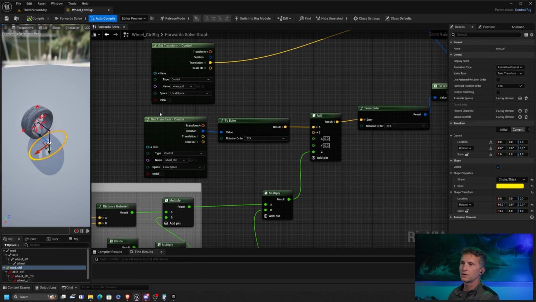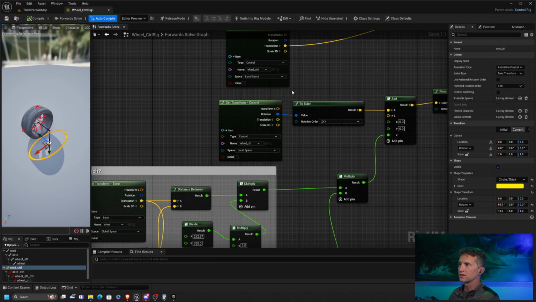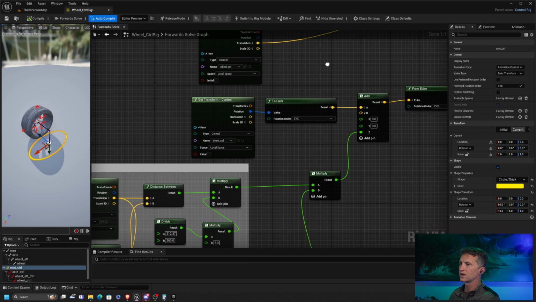Actually, no, let's fix the pop. All right, let's fix the pop. All right, so let's hop back in here and see if we can figure out what's going on with the pop. I know we can fix it. What we've got is, all this makes sense.